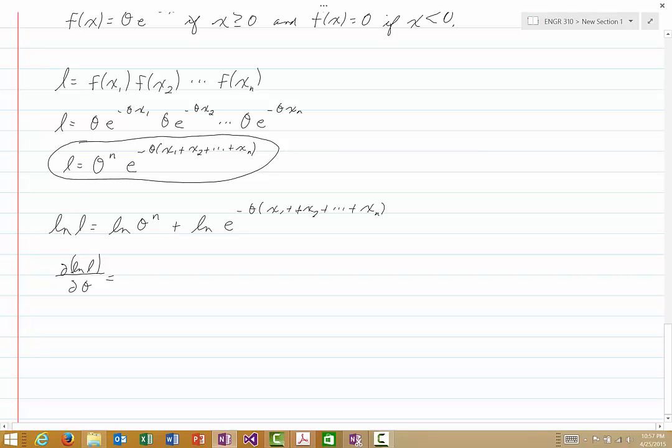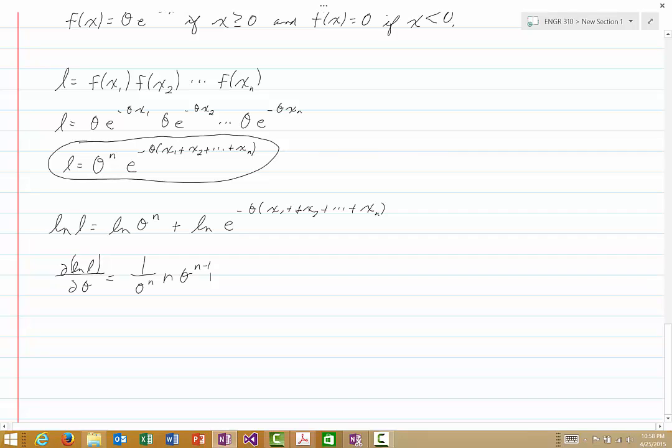Well, as was the case in the previous problem, the first thing we need to remember is the expression for the derivative of the log of u. And that's 1 over u times du dx, or in this case du d theta. So we have 1 over this, that's 1 over theta to the n. And then we have to differentiate theta to the n with respect to theta. And so that's n theta to the n minus 1. And this is the derivative of the first term with respect to theta.